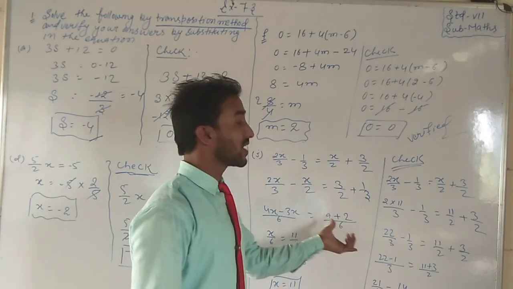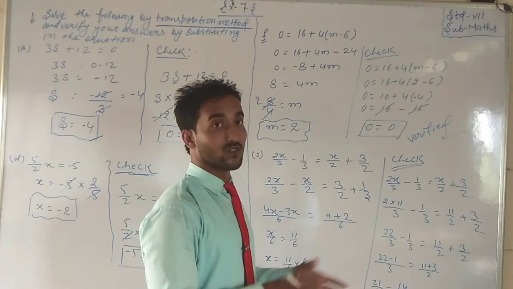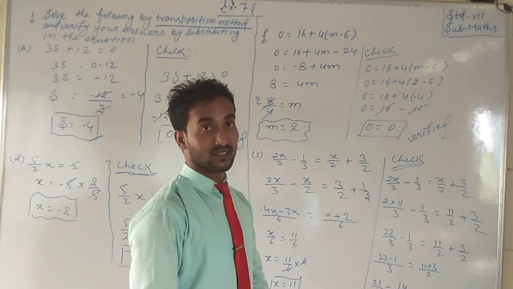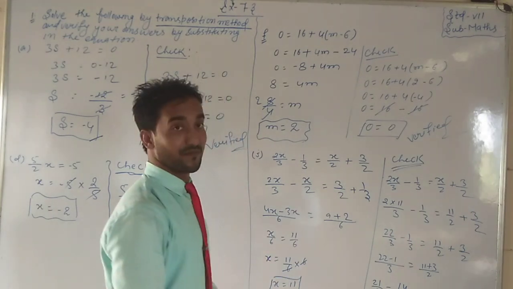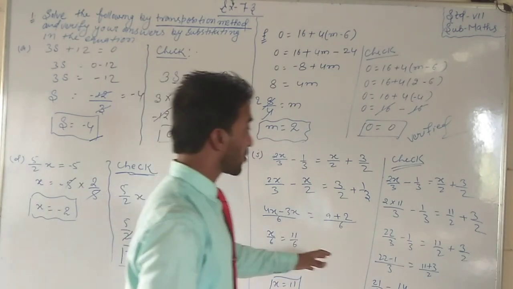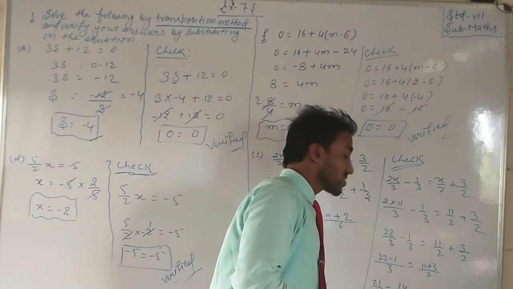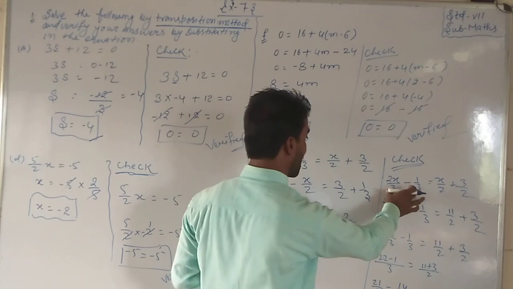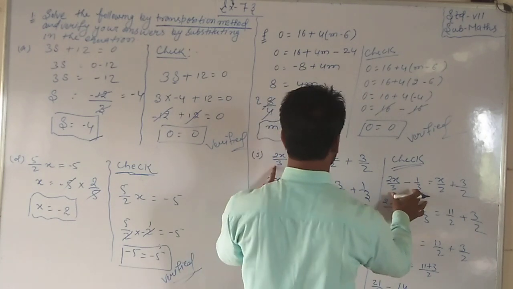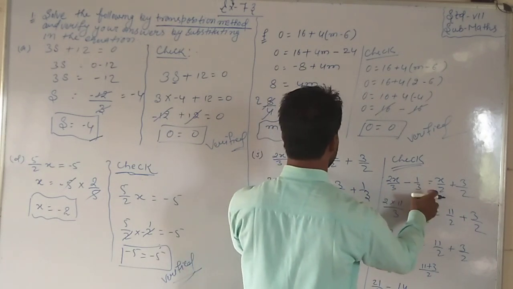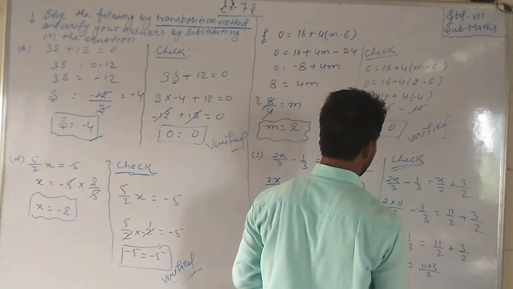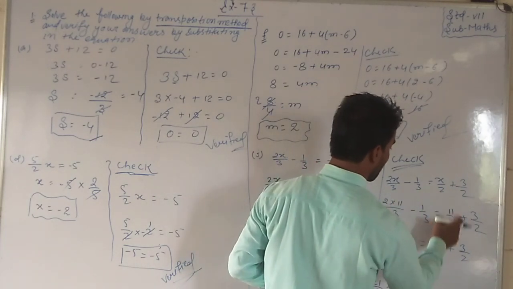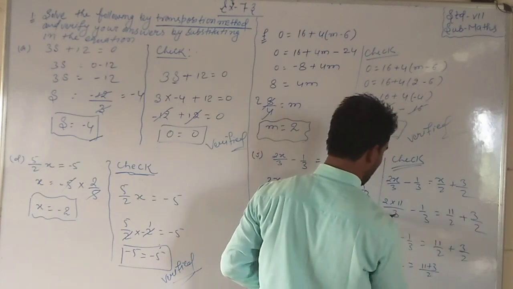In that way, you can identify how to solve. You can check whether the solutions are correct or not. So, how will it be solved so that this equation will be satisfied? You can check once again. 2x minus 1 by 3 is equal to x by 2 plus 3 by 2. We can say 2 into 11 minus 1 by 3 plus 3 by 2.